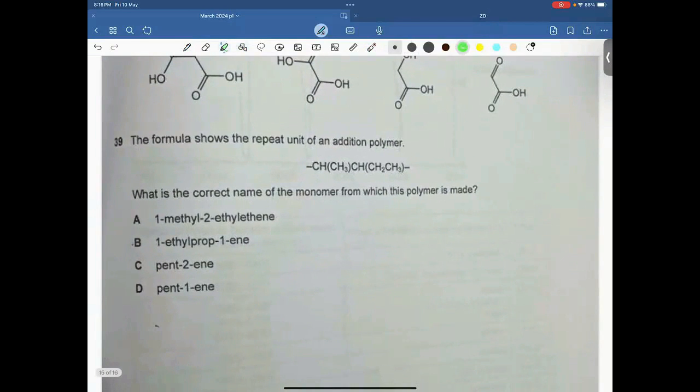Question 39. The formula shows the repeating unit of an addition polymer. What is the correct name of the monomer from which this polymer is made? I've told you in the class that it's possible in the paper that the examiner has given us a polymer, and from that polymer he wants us to determine the structure of the monomer. So let me draw this structure.